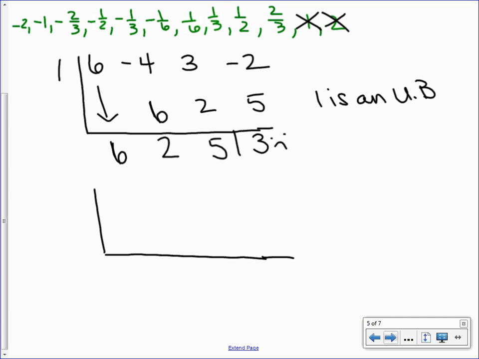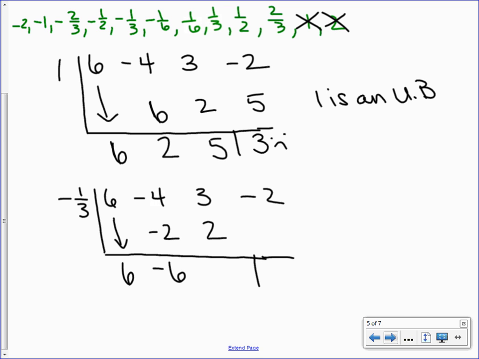Okay. Now, let's try this again. And I'm going to pick negative 1/3. Okay, this will be good practice for us. Drop down the 6. 6 times negative 1/3 is? Okay, so this adds to negative 6. Negative 6 times negative 1/3 would be positive 2. And we have 5 times negative 1/3, which would be negative 5/3.